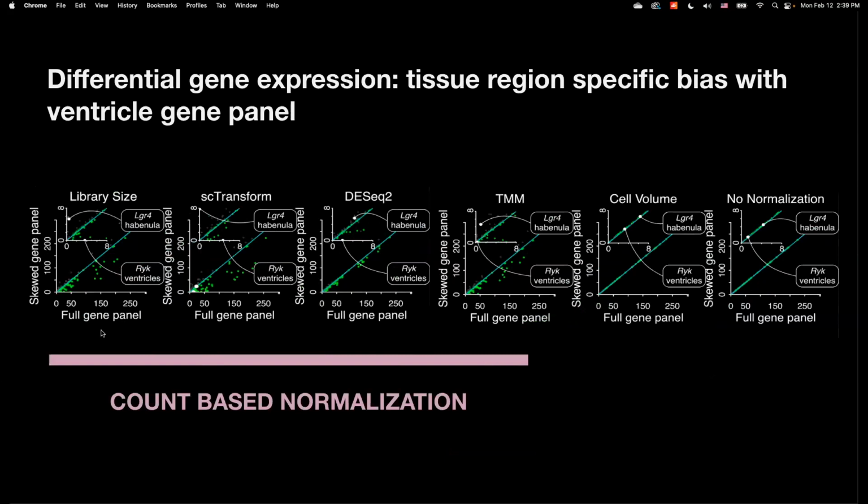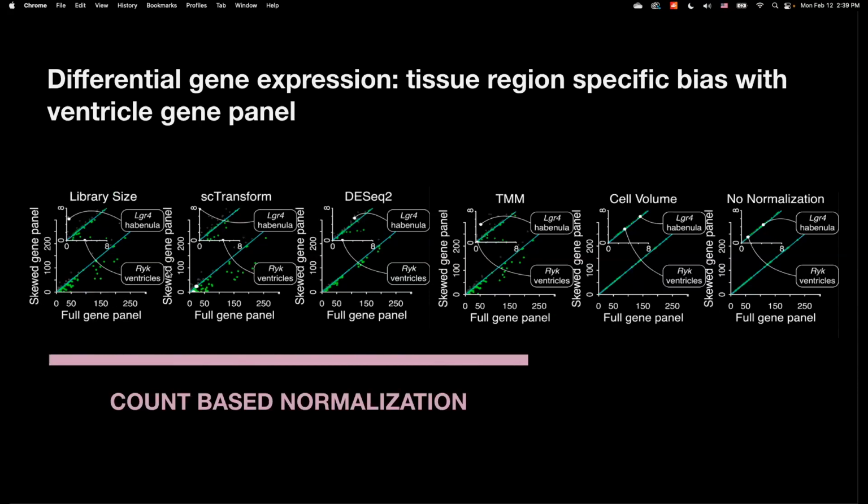And so this tissue-specific bias has corresponding tissue region-specific impacts on downstream differential expression after normalization. And so here I'm showing the negative log 10 p-values with the full gene panel on the x-axis and the negative log 10 p-values of differential expression with the ventricle skewed gene panel on the y-axis. And the ventricle differentially expressed genes are shown in green. And here you can see that they have a much less significant p-value when using the skewed gene panel than when using the full gene panel.